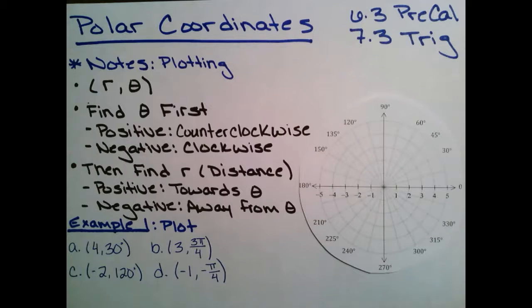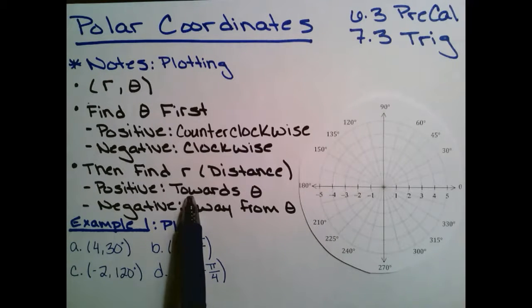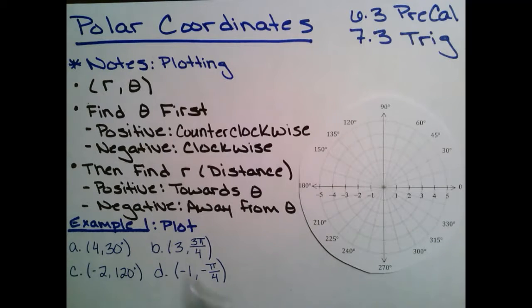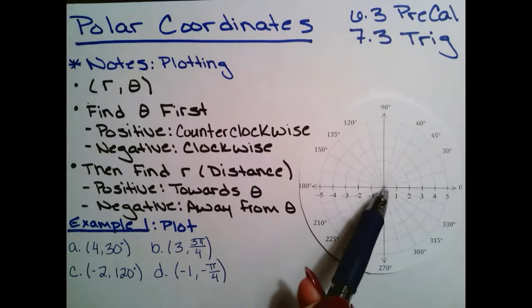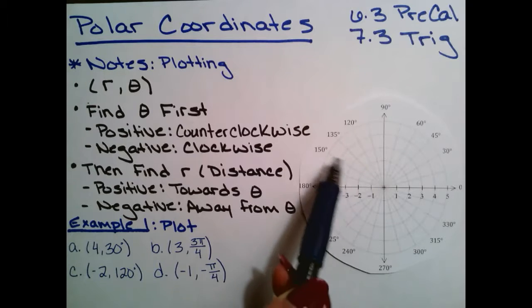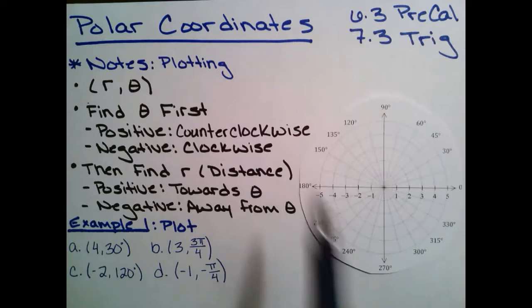Once you spotted which degrees they want you to look at, then you're going to look at r. So if r is a positive number, let's say positive 2, then you would travel 2 rings towards whatever degree we are looking at. If they gave me a negative r, well then I would just travel 2 rings away from whatever degrees.